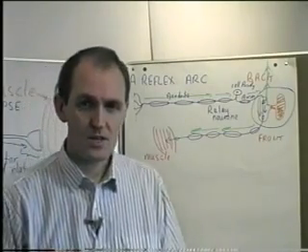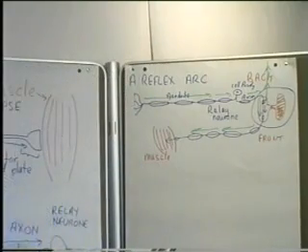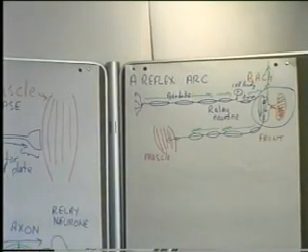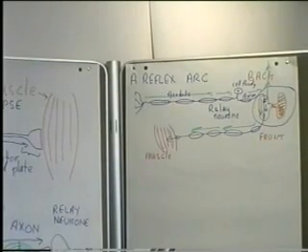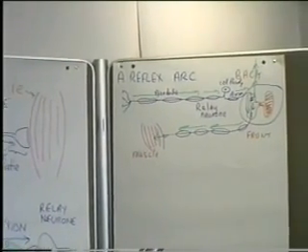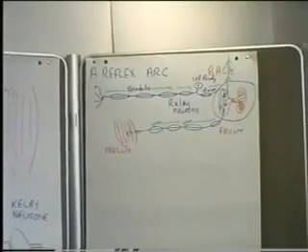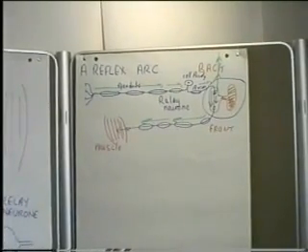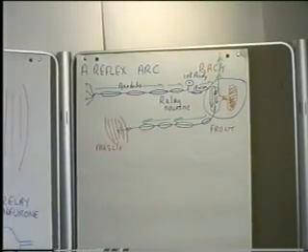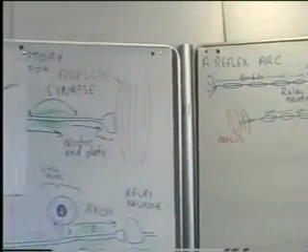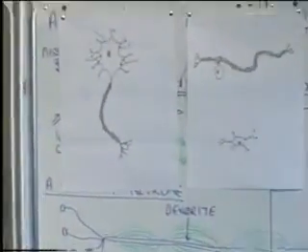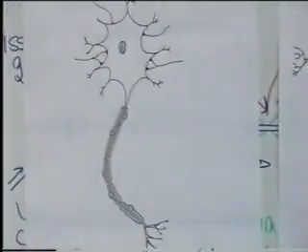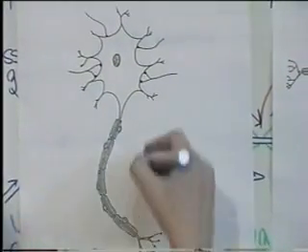Now, before we finish this section, let's just revise what we've said by looking at some other diagrams that say much the same thing, maybe in a slightly different way from the way I've said it. This first diagram is another representation of a motor neuron.